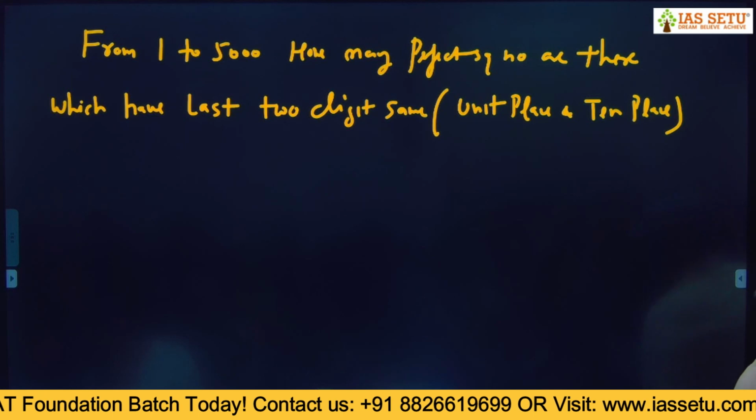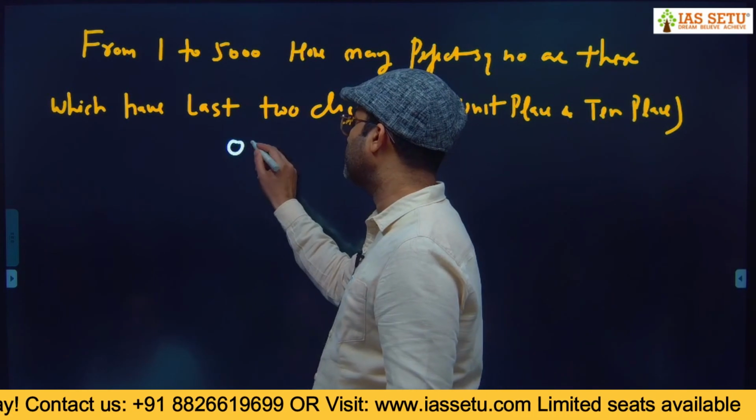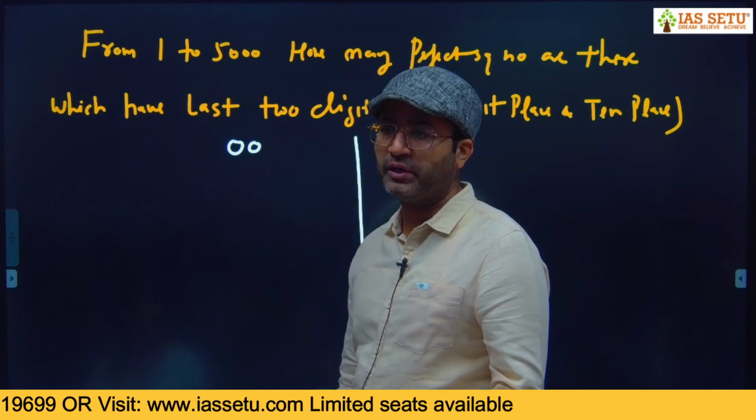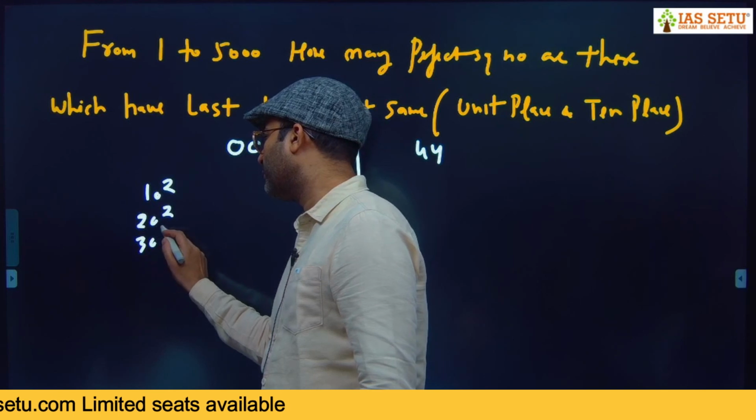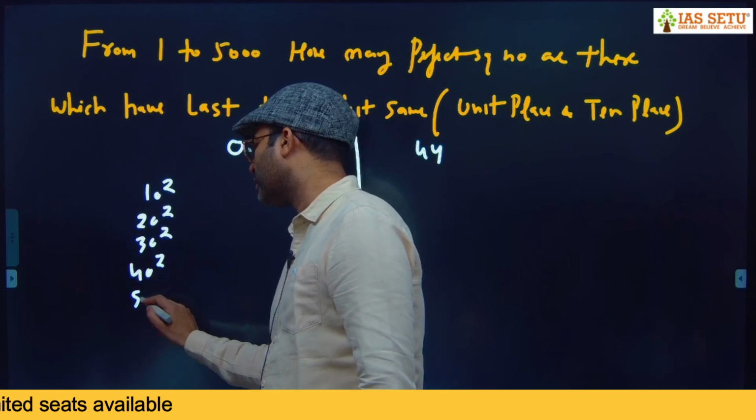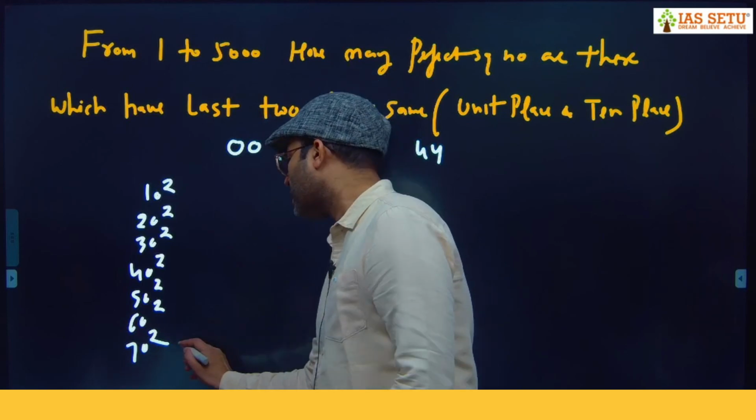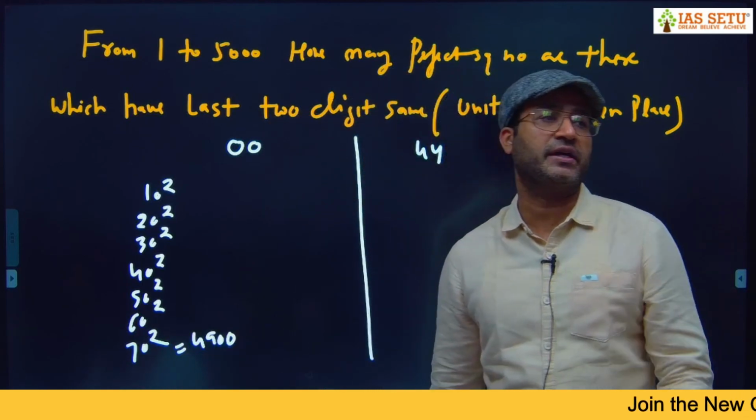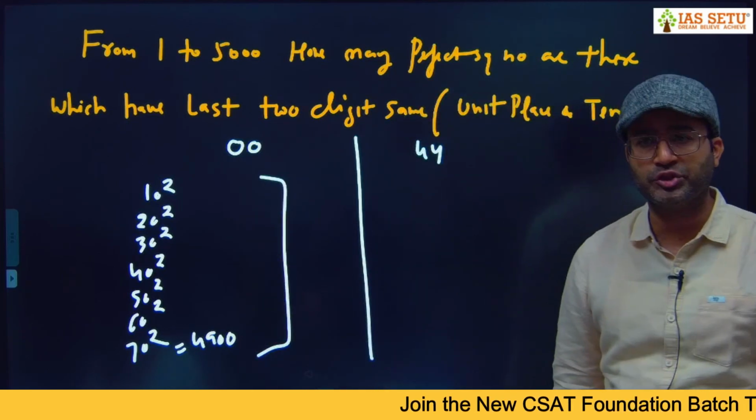Done. What is the answer? See here there are only 2 possibilities, 00 or 44. For 00 it has to be a multiple of 10. 10 square will help you, 20 square, 30 square, 40 square, 50 square, 60 square, 70 square, because 70 square is 4900. 80 square will be a bigger number, 6400. So 7 we have in the category of 00.